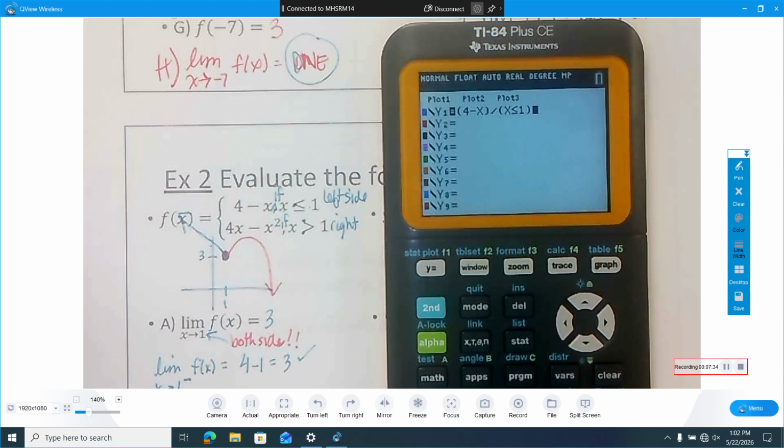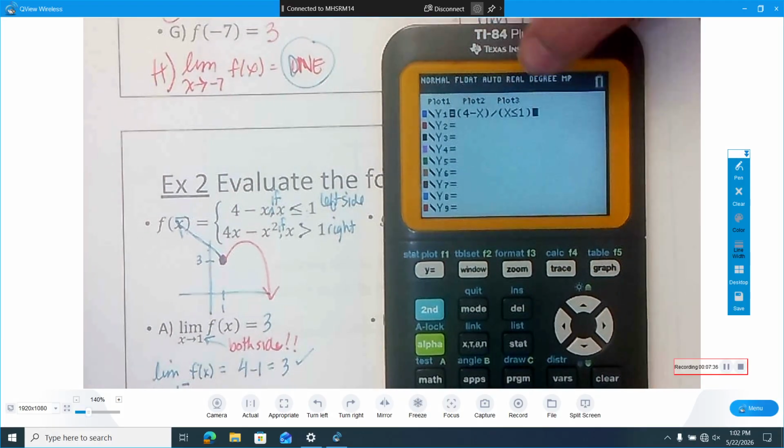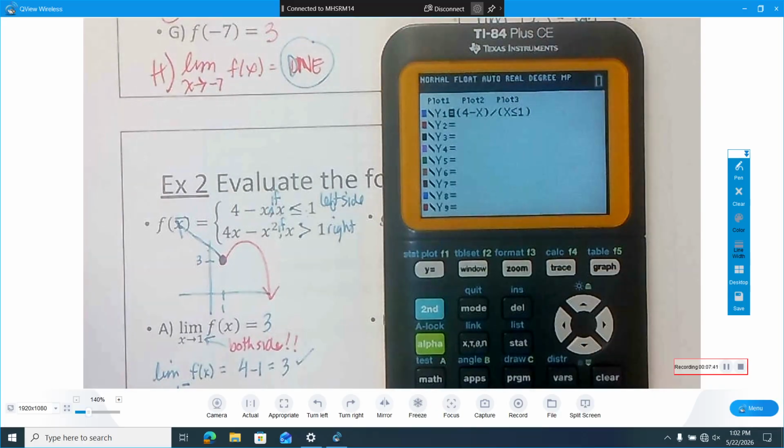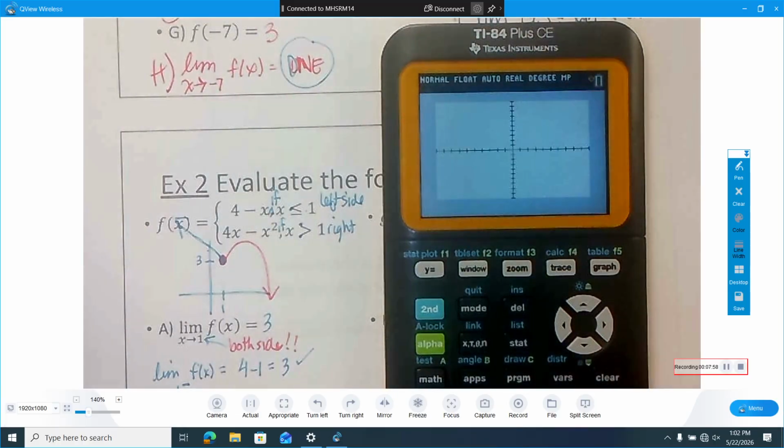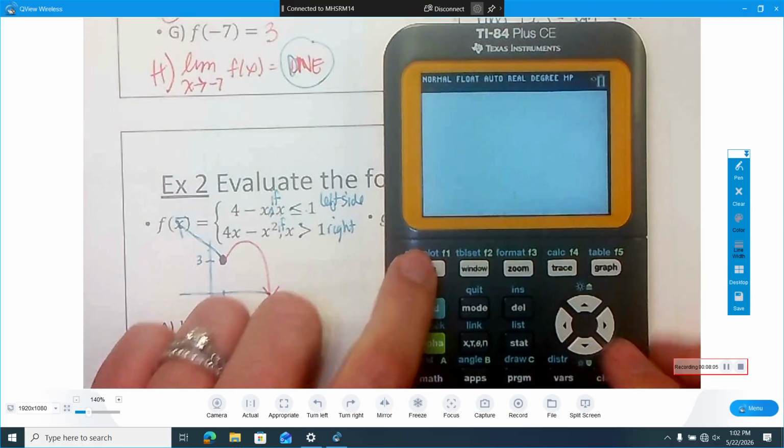And so it's going to graph the equation 4 minus x, and what we do is divide by this, x is less than or equal to 1, sorry, is a true-false statement. And the way the calculator works is if it's true, it outputs a 1. And if it's false, it outputs a 0. Well, if I divide by 0, it's undefined. All right? And so you can see it will only graph up to 1. Pretty cool, huh?